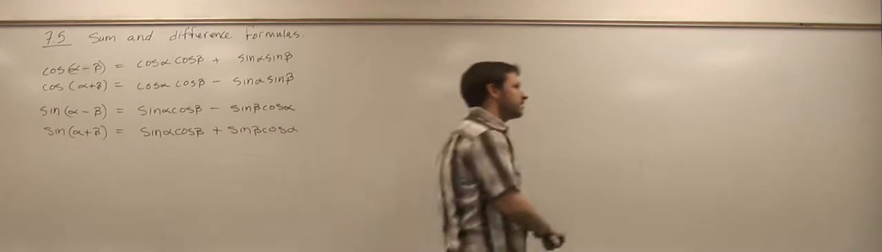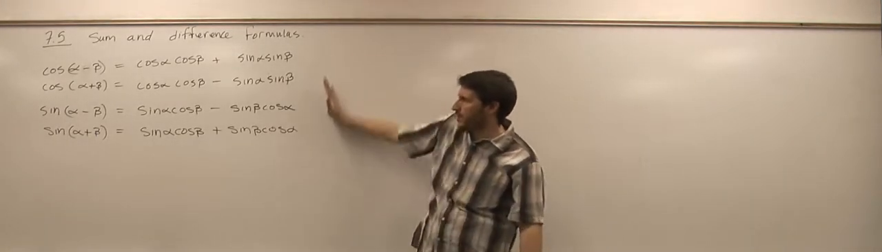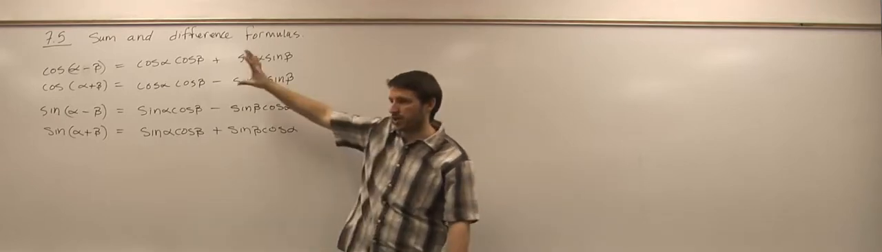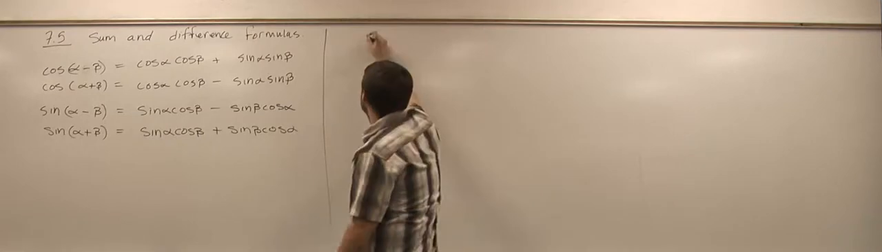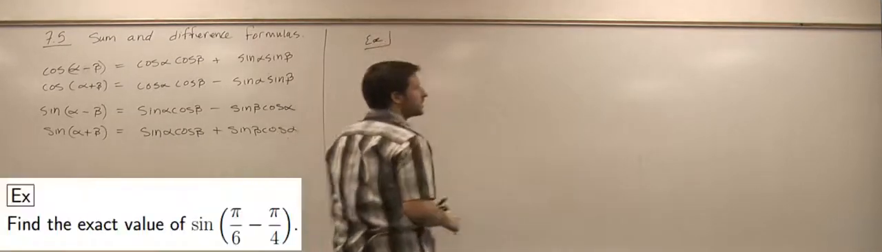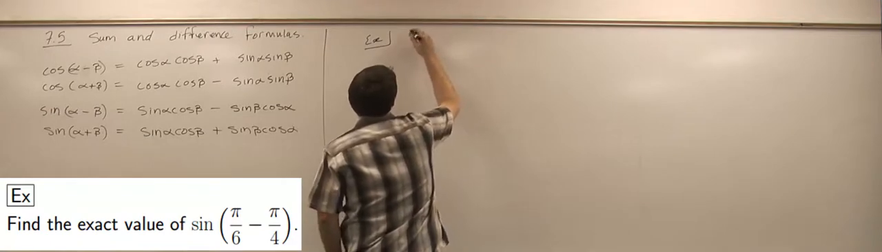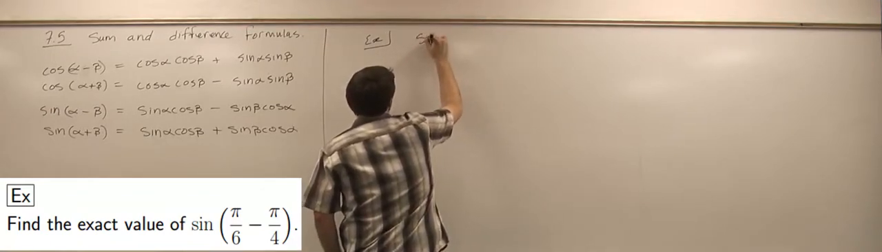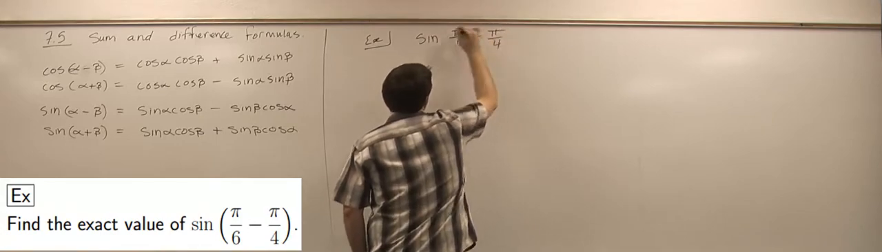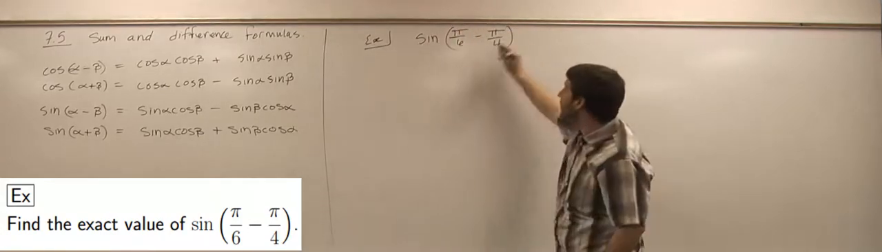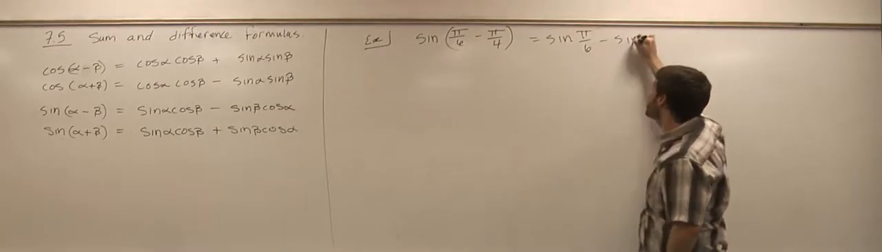So the first couple of examples are just making sure you understand the wording here. They're really just plug and chug, making sure you can plug things in correctly. All right, so it says find the exact value of sine of pi over 6 minus pi over 4. Well, that's easy. Of course this is equal to sine pi over 6 minus sine pi over 4, right?